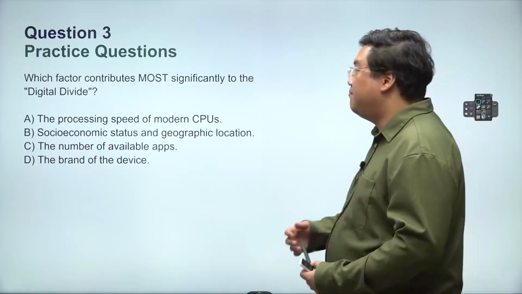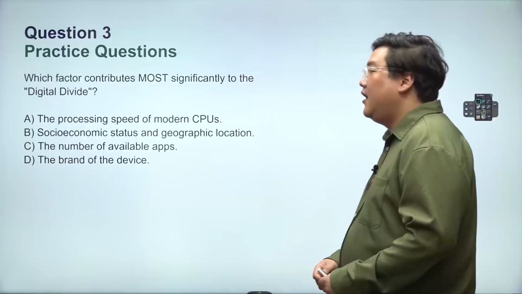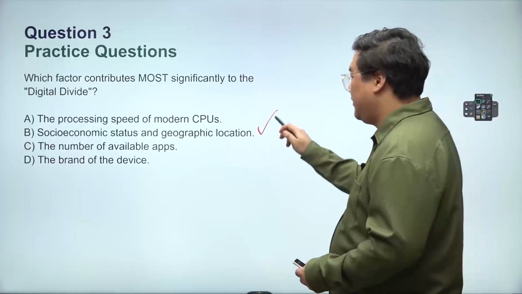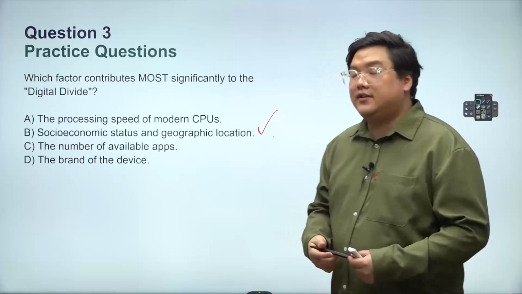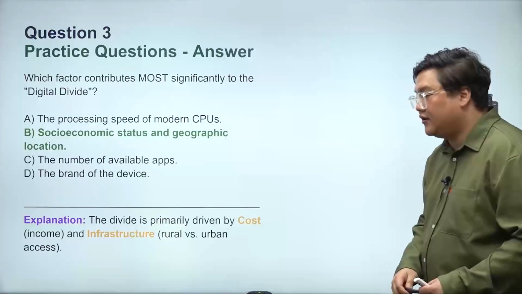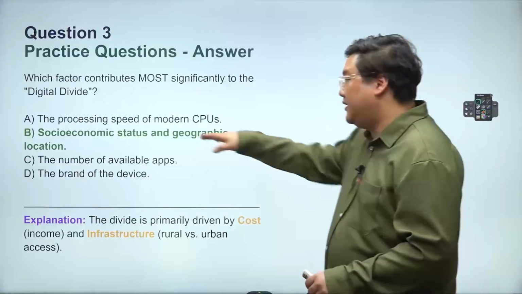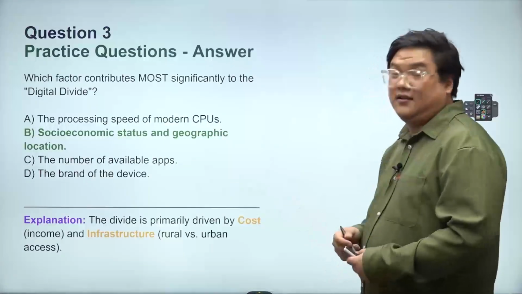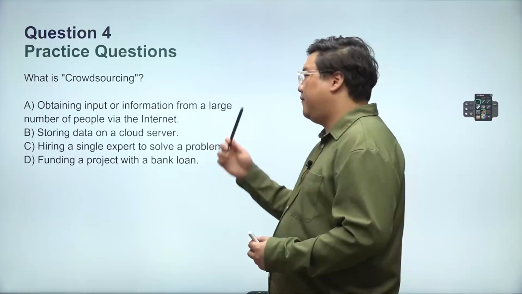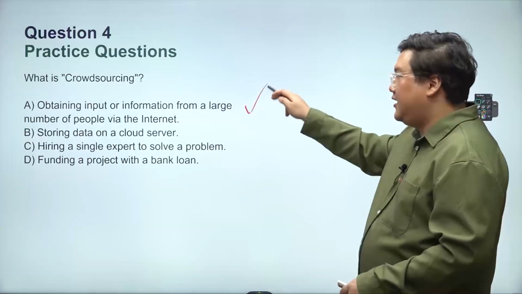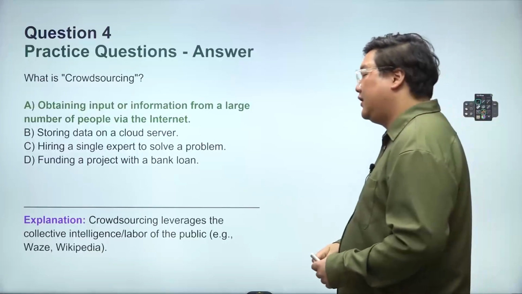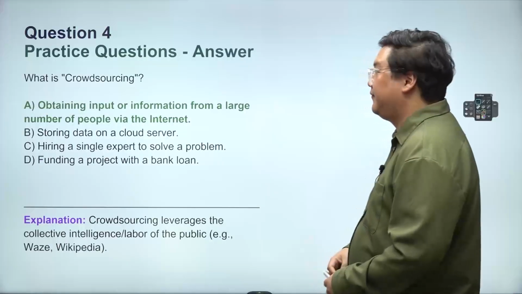Which factor contributes most significantly to the digital divide? So the processing speed of modern CPUs, or socioeconomic status and geographic location. That was one of the main things that we talked about, right? So it's B. The divide is primarily driven by cost and infrastructure. And what is crowdsourcing? Obtaining input or information from a large number of people via the internet. So that was it, right? So it's A. Crowdsourcing leverages the collective intelligence or labor of the public.